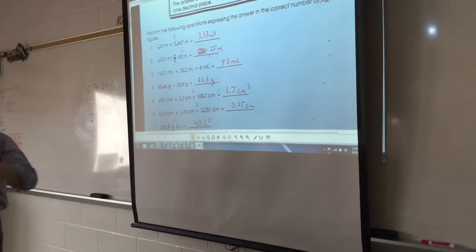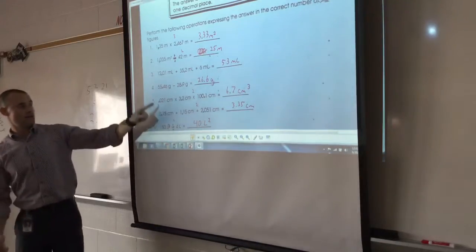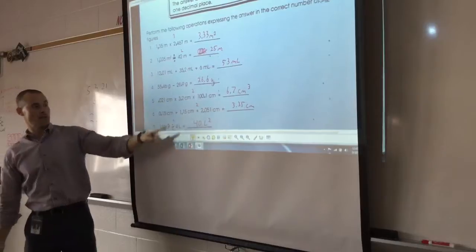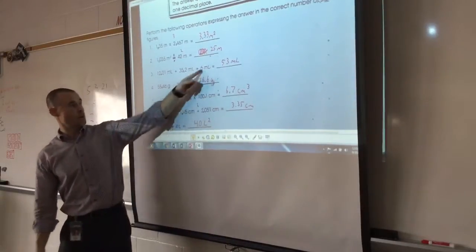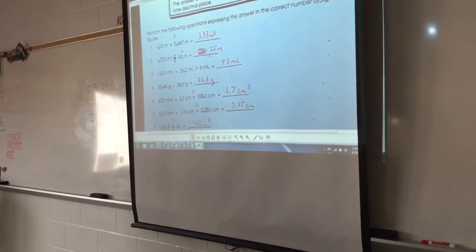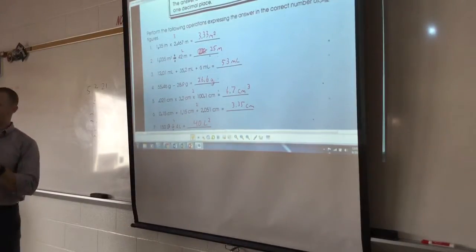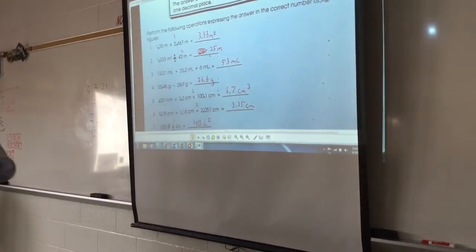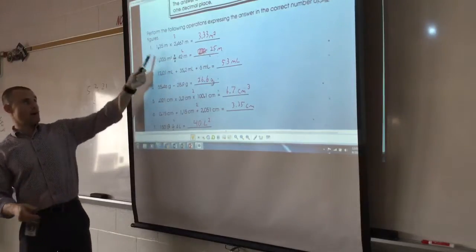It's more important to be able to tell me this number has 2 sig figs, this number has 4, that number has 1. If you can do that, you're in a pretty good spot. But if you really want to make sure you get any Regents question right they throw at you, you need to be able to do multiplying and dividing.